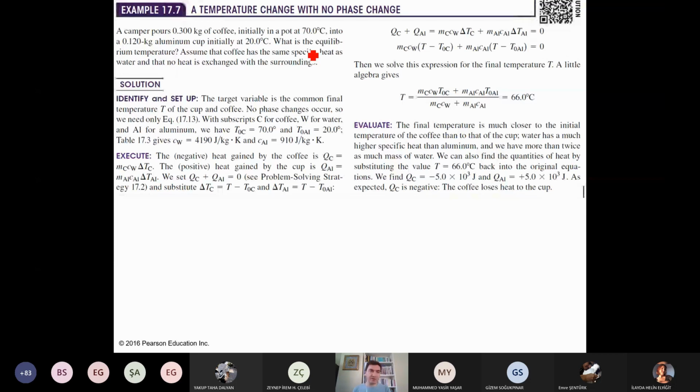So what is the meaning of this one? This is usually found in the questions, okay, an important term. This defines isolation or insulation, okay?